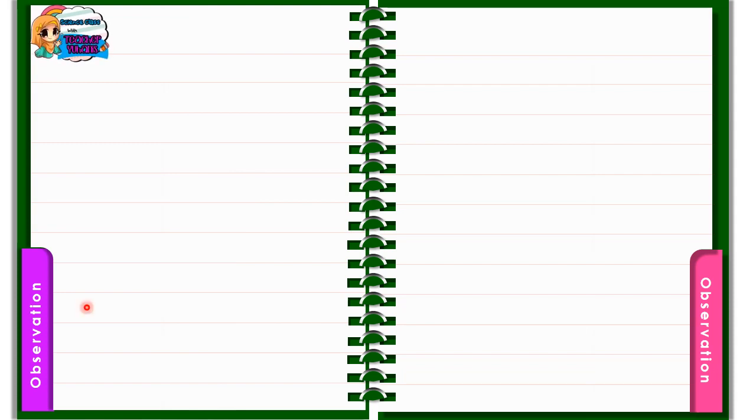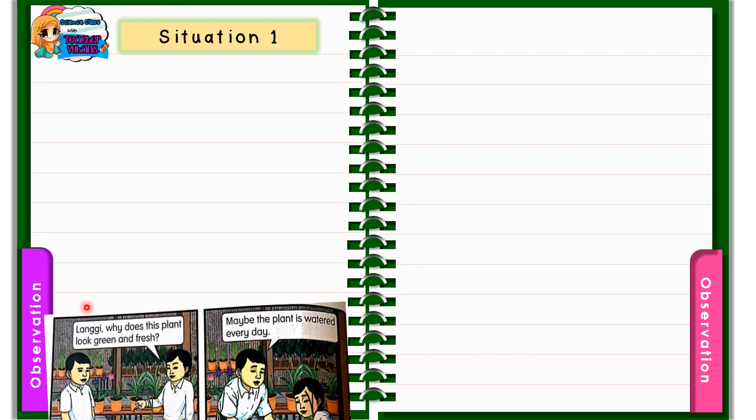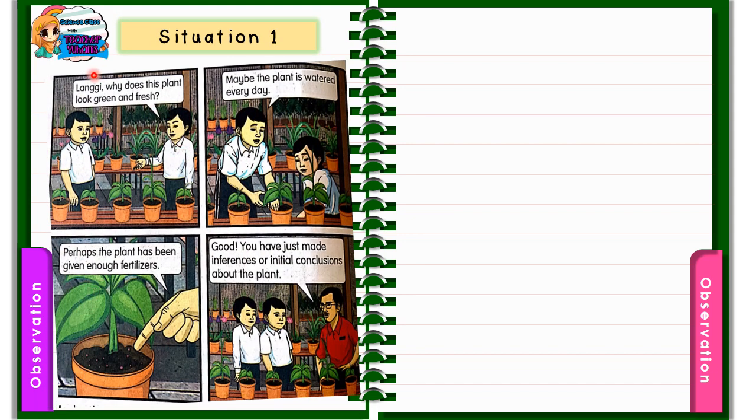Let's have a look at situation 1. Langgi, why does this plant look green and fresh? Maybe this plant is watered every day. Perhaps the plant has been given enough fertilizers. Good! You have just made inferences or initial conclusion about the plant.